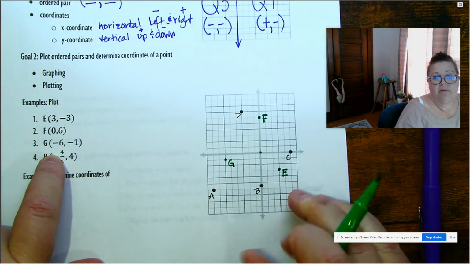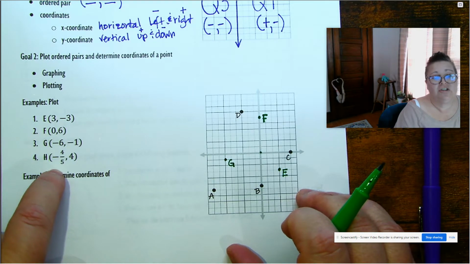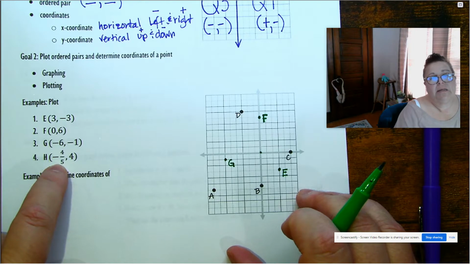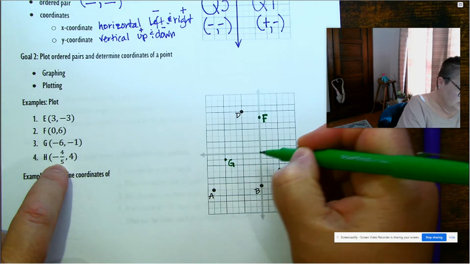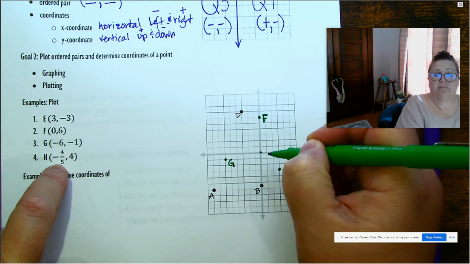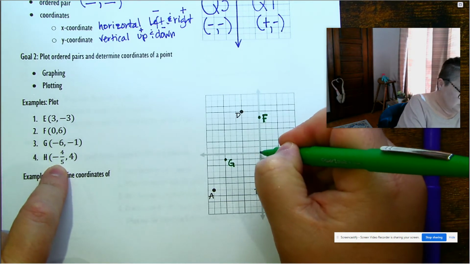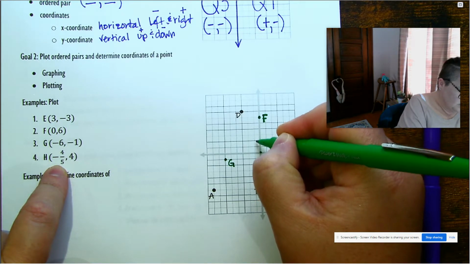We're going to put the label of a G there. And then the last point, H, is at -4/5 and +4. -4/5 is not all the way to a -1. So when you're given this type of point on this type of system, what you want to do is go almost all the way to a -1 and then up 4. 1, 2, 3, 4.